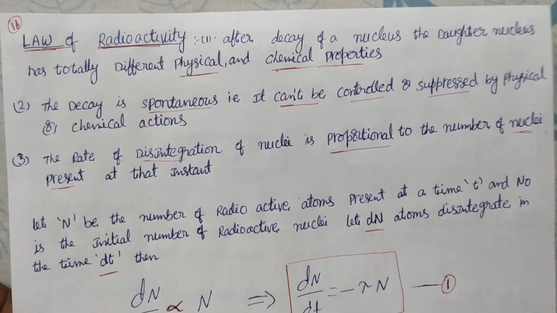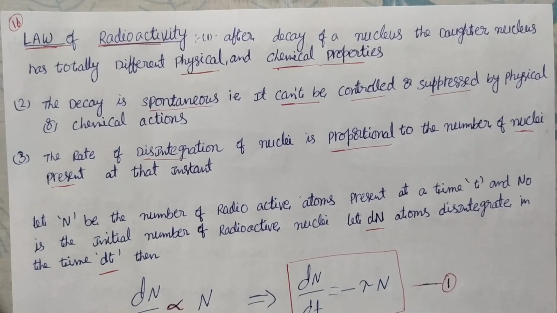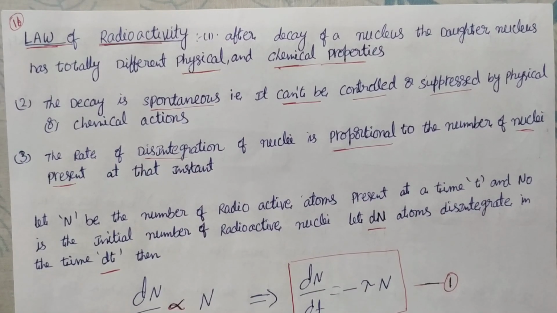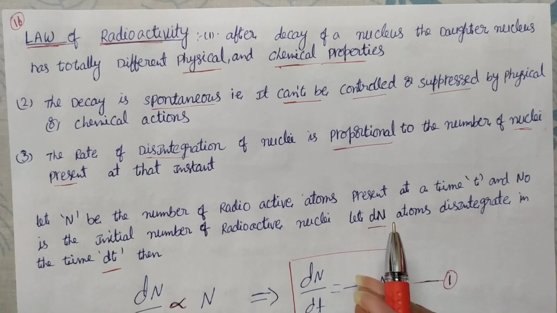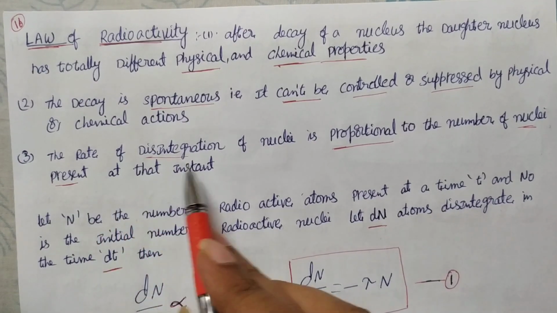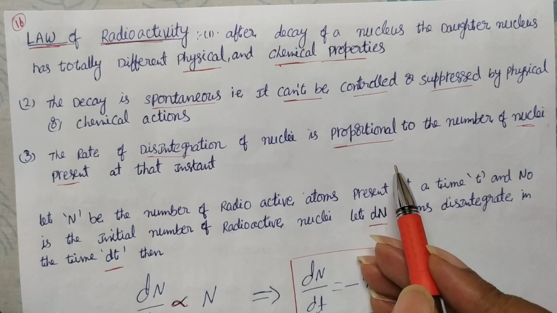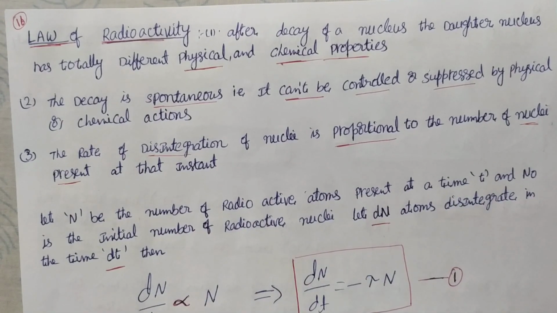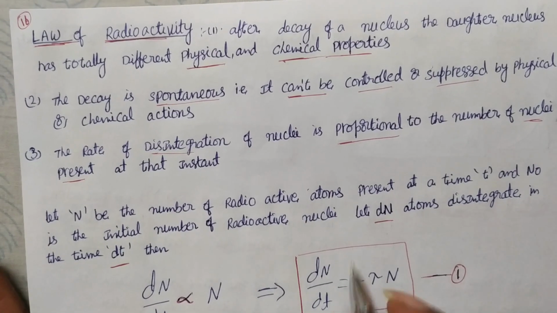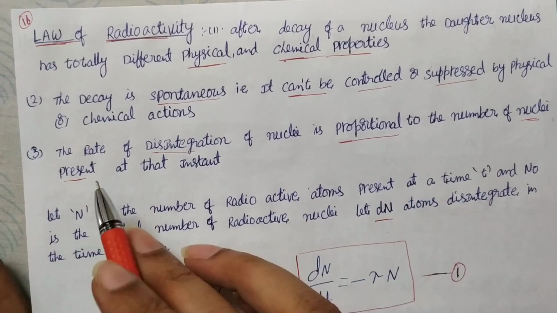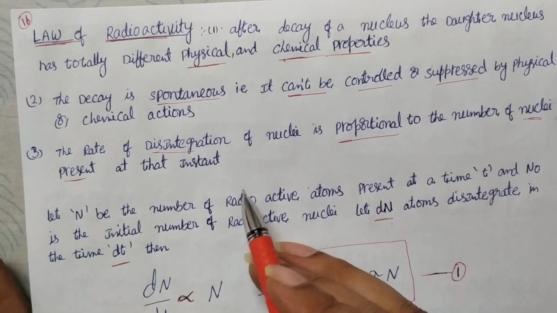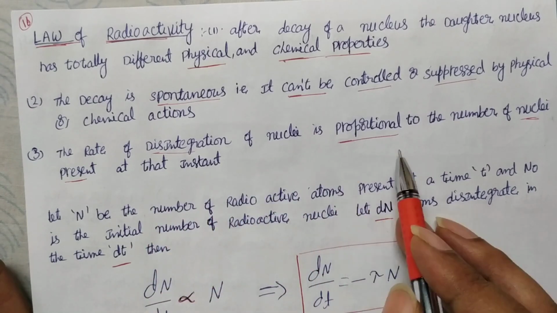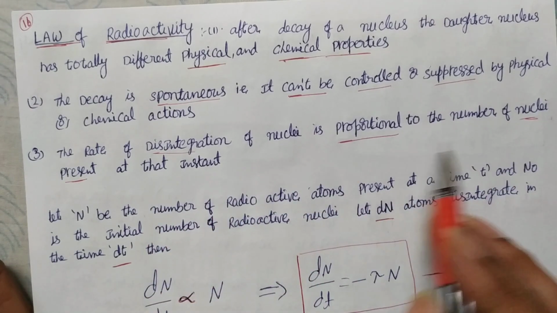And here, disintegration or rate of disintegration: what is disintegration? Within 1 second, how many nuclei of the parent atom are converting into daughter atoms, that is what you call the rate of disintegration. That is directly proportional to the number of nuclei present in the parent atom. At that instant, how many nuclei are present? If more nuclei are there, more nuclei are disintegrated. Less number, less. So it is directly proportional. The rate of disintegration is directly proportional to the number of nuclei present there.